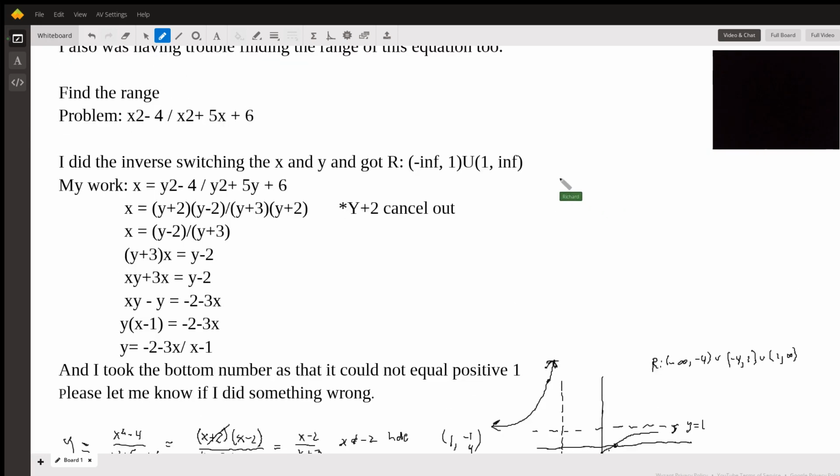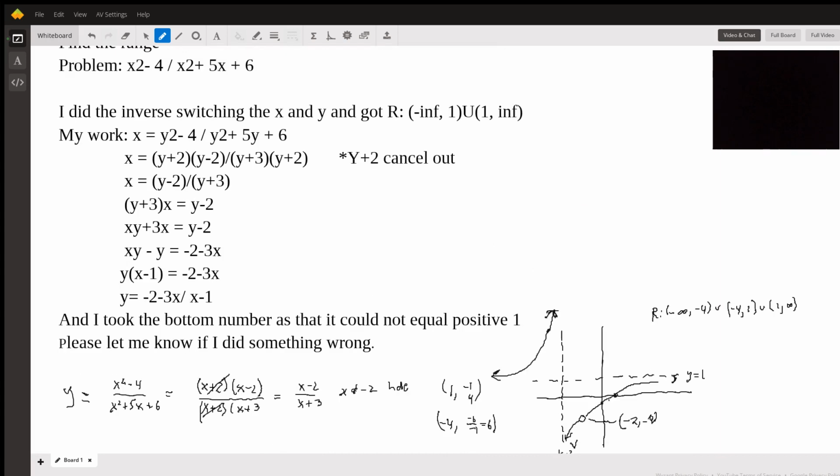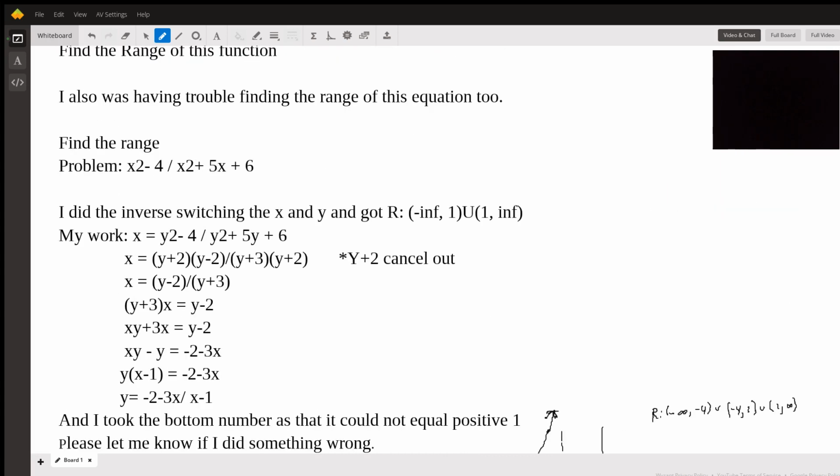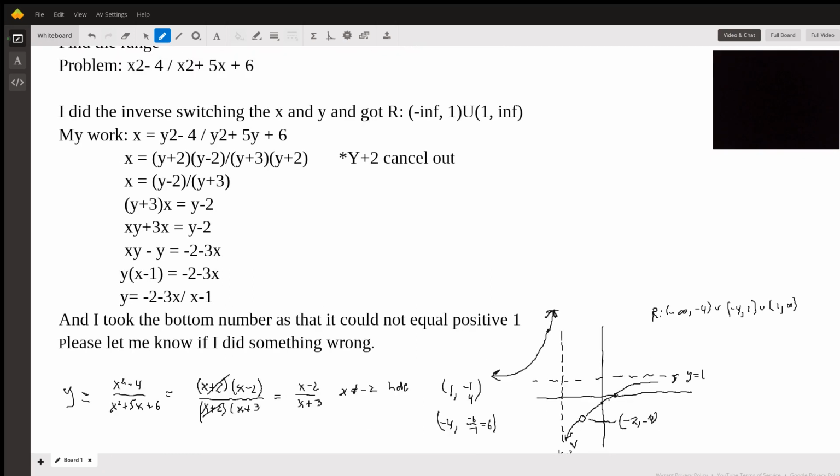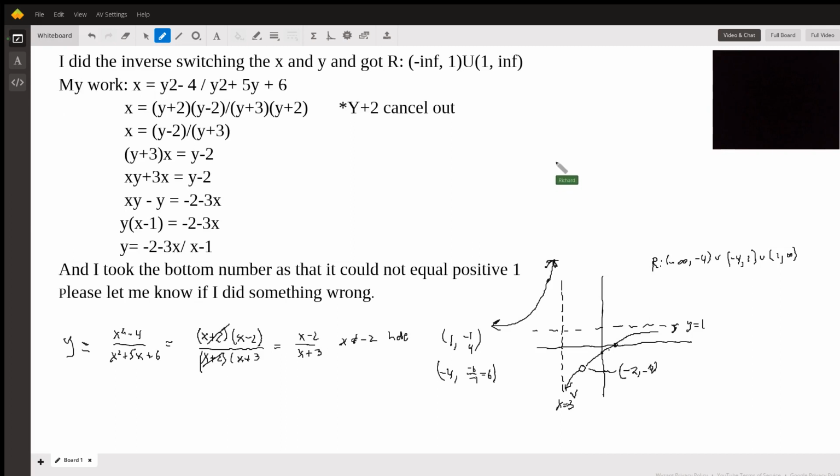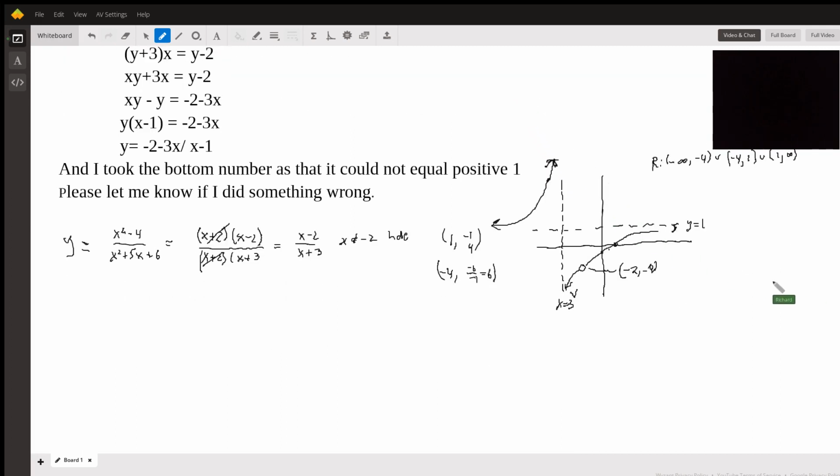I don't know exactly what the student did here. I'll leave that for somebody smarter than me. The student had negative infinity to 1. So you could see he didn't account for the hole. He got the upper part of the arm right, but he missed the hole. So that seems to be where he went wrong.